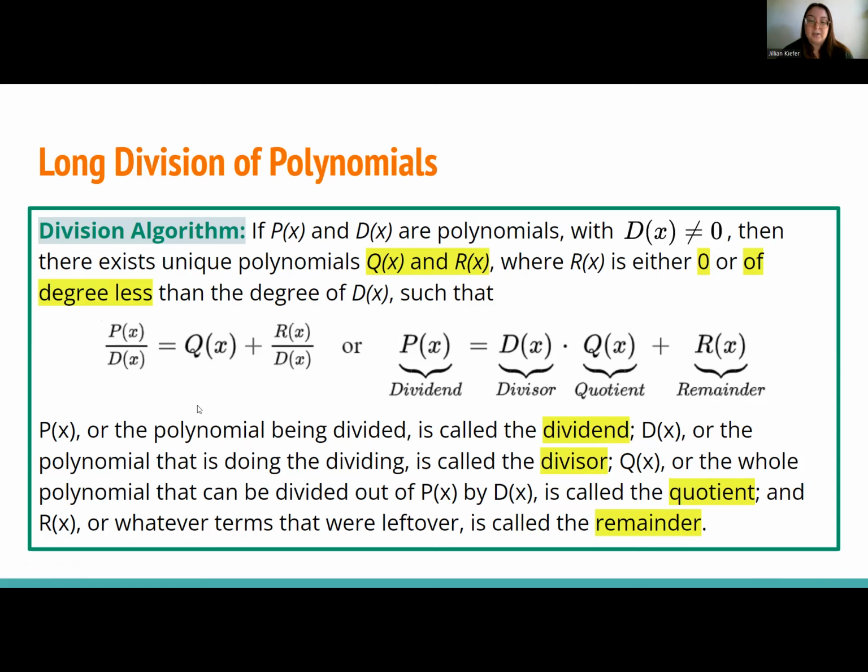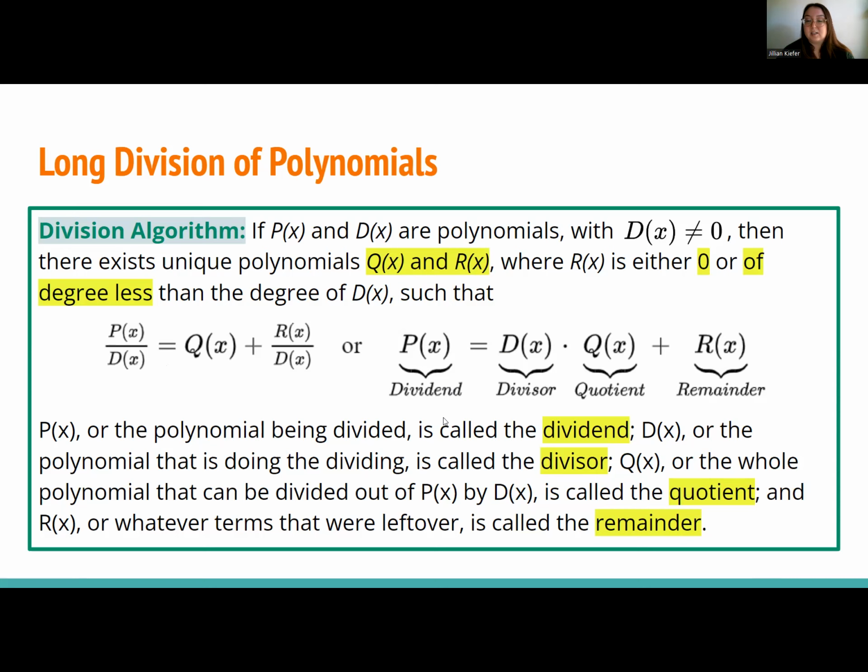It's the denominator. And this would be equal to the quotient, or the whole polynomial that can be divided out of p of x by d of x, so out of your dividend by the divisor, plus your remainder, the terms that were left over that had to be of degree less than your divisor, your remainder divided by the divisor. So we have to have all of these things together in our answer when we formulate that final answer. That is one form of the division algorithm.